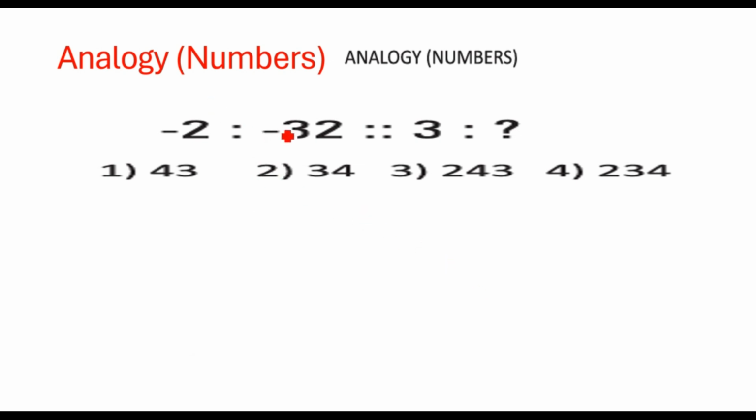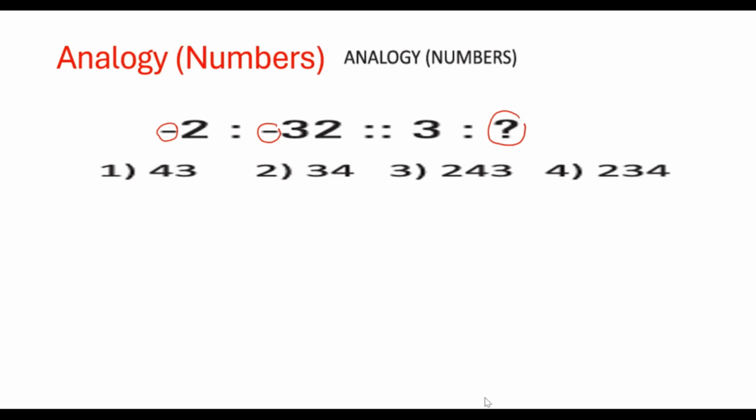Now here the question asked is: minus 2 is correlated with minus 32, then what will be 3, and what will appear in place of the question mark? Then I have to observe the options. Here, see, the negative number is given, therefore the answer is negative. Here it is a plus sign, so definitely it will be plus, and that's why all options are positive. Then what is the relation between 2 and 32?